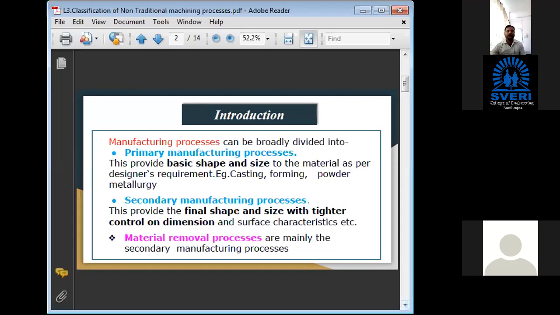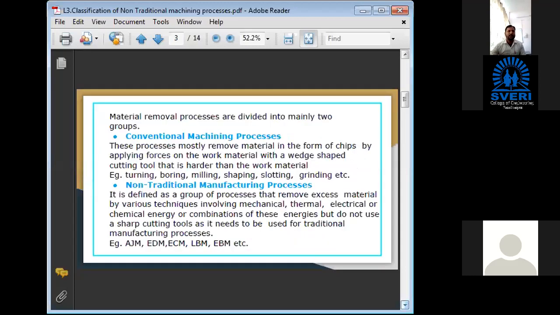Okay, now let us discuss the next point. What are the material removal processes? They are the secondary manufacturing processes. Now, the material removal processes are divided into 2 groups. One group is the conventional machining processes, and the second group is the non-conventional or non-traditional machining processes.